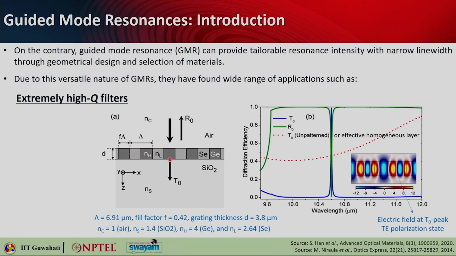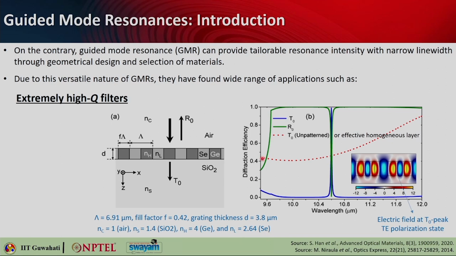You can think of high and low index, and these are made of germanium and selenium. So, that is n equal to 4 and 2.64, and the particular thickness of the grating is 3.8 micrometer, and the fill factor of the high index material is 0.42. So, 42% of the grating period is basically germanium, the remaining is Se.